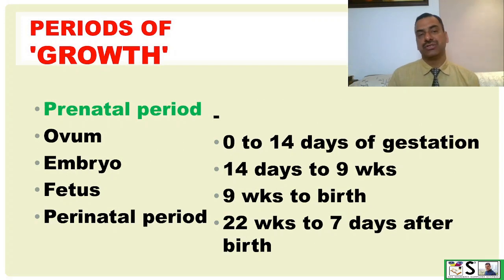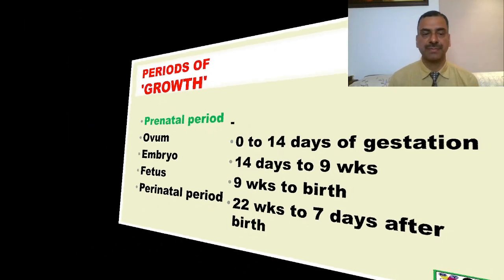Now we come to the periods of growth. This question also comes in the examination as a short note and short answer question: which period belongs to which age? First we come to the prenatal period. Ovum: 0 to 14 days of gestation. Embryo: 14 days to 9 weeks. Fetus: 9 weeks till birth. And perinatal period is 22 weeks of gestation to 7 days after birth.